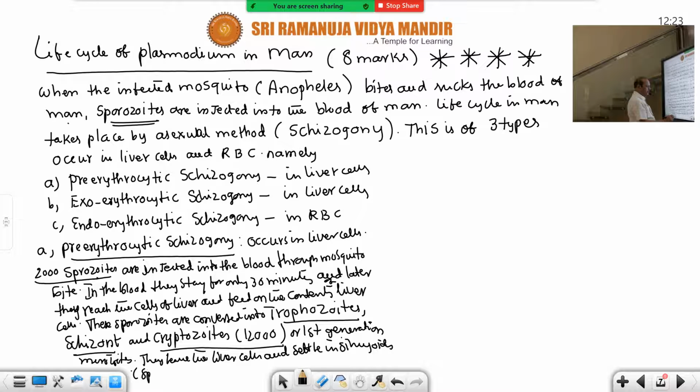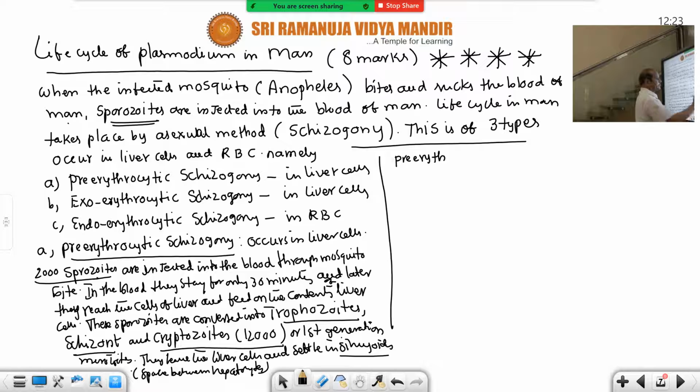In the bracket, if you want the meaning of sinusoids, the space between hepatocytes is called the sinusoids. That's why the correct location of cryptozoites, where are they located? They are located in the sinusoids. So like that, the pre-erythrocytic cycle. The period of pre-erythrocytic cycle is 8 days. Pre-erythrocytic schizogony is completed in 8 days.